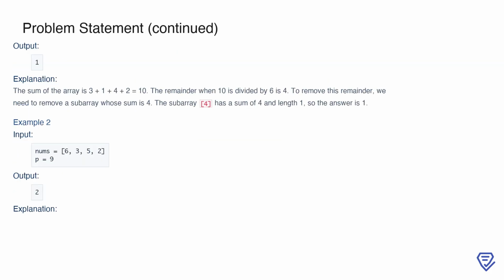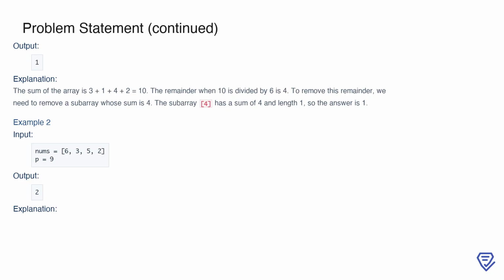In the first example, nums is 3, 1, 4, 2, and p is 6. The sum of the array is 3 plus 1 plus 4 plus 2, which equals 10. When we divide 10 by 6, the remainder is 4. To remove this remainder, we need to find and remove a subarray whose sum is equal to 4. Here, the subarray, 4, meets this condition, and its length is 1. Therefore, the answer is 1.